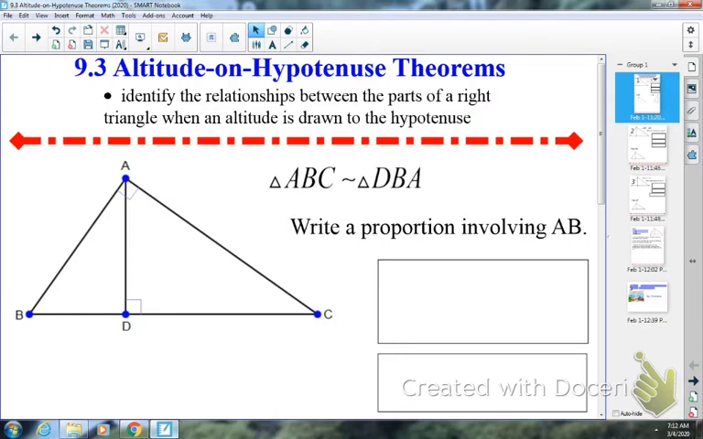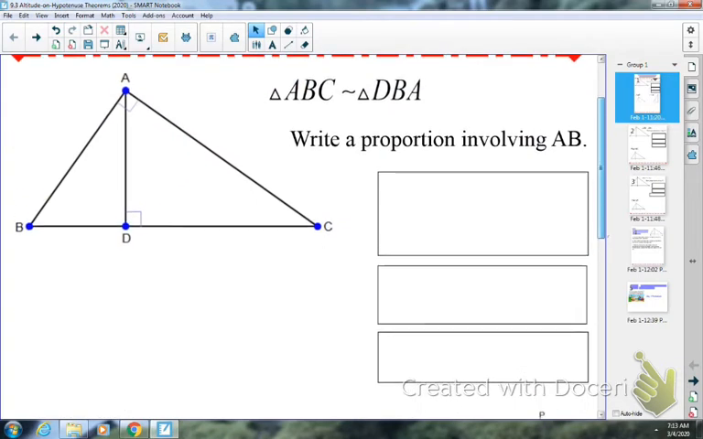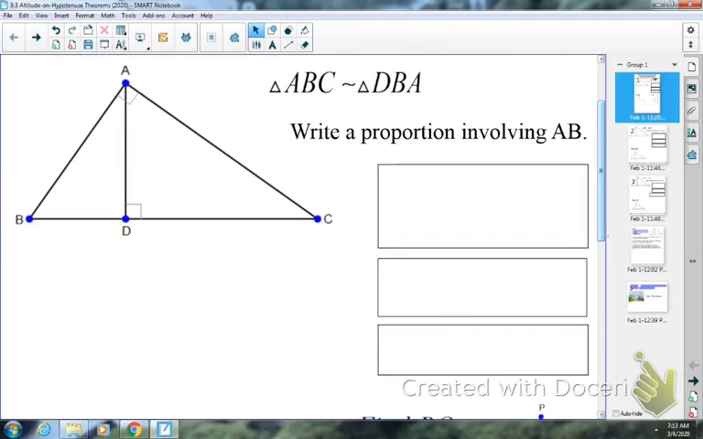And then when you draw on the altitude, you split the right triangle into two triangles that are similar to the original triangle. So you have three similar right triangles in the picture, and that is the reason that we have these relationships. Because again, when we have similar triangles, corresponding sides are proportional. Okay, so we're going to take a look at three different scenarios, and then we'll kind of recap it at the end. So the first one here, it says triangle ABC is similar to triangle DBA.